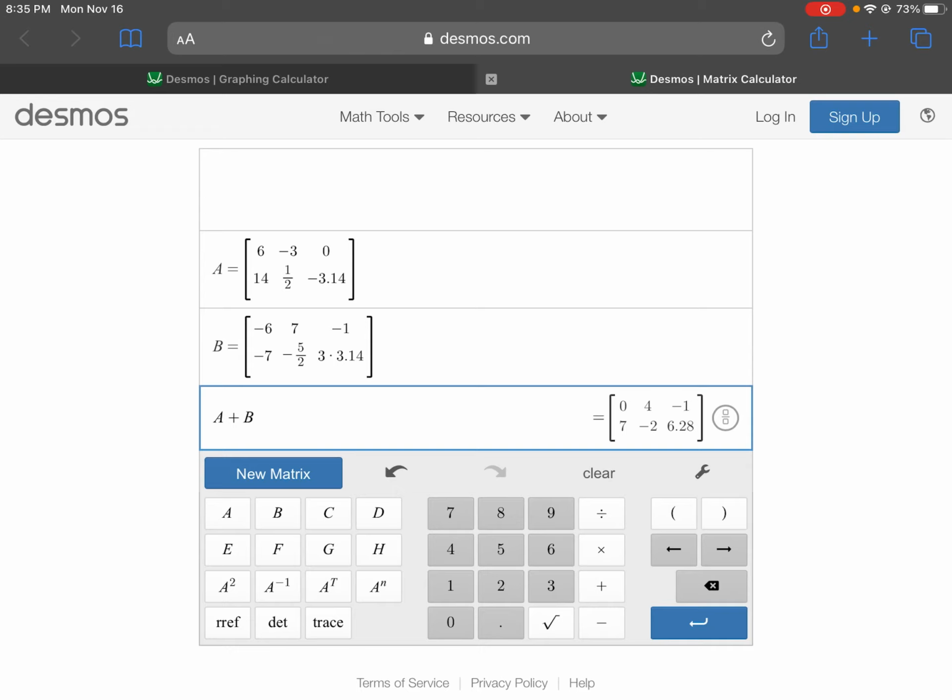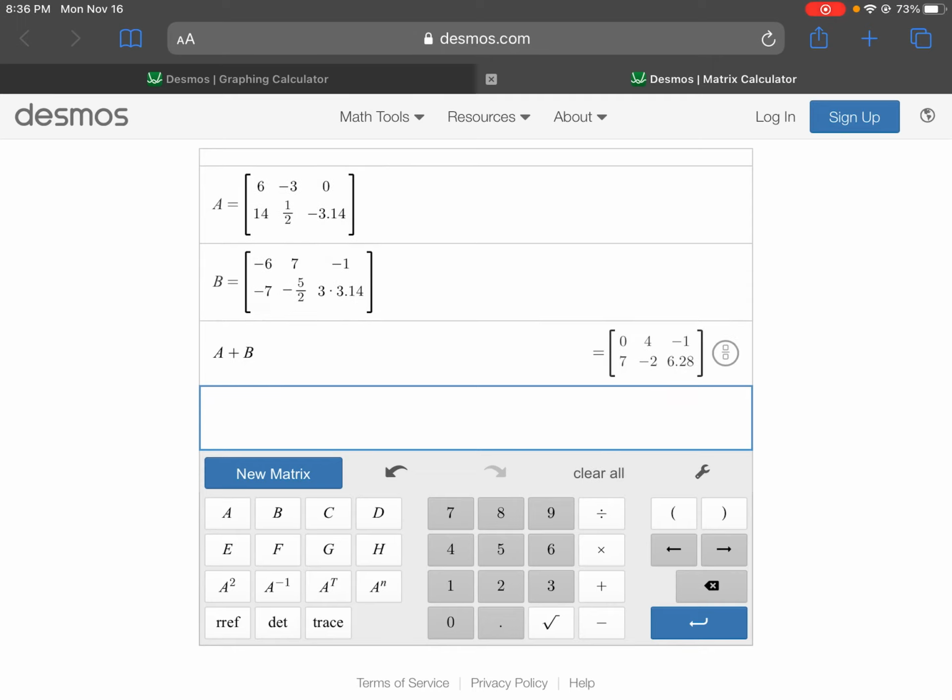So if we go back to our notes, A plus B, for the answer we got for row 1, 0, 4, negative 1, so that's matching. And then we got 7, negative 2, 2 pi. And remember that 2 pi is 2 times 3.14, which would be 6.28. So this turns out to be correct.